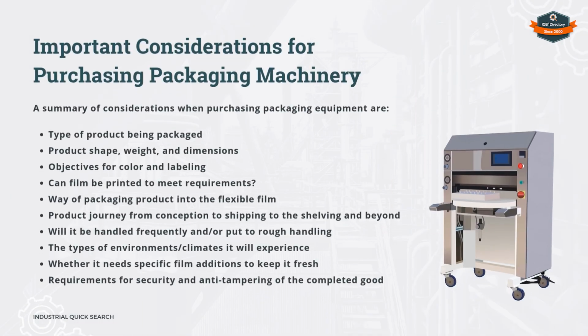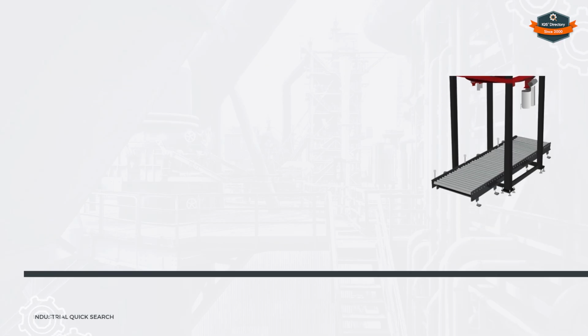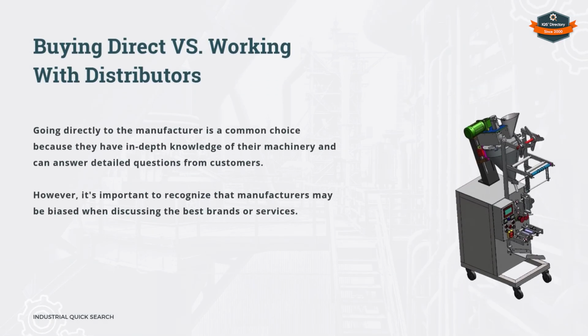Important considerations for purchasing packaging machinery. A summary of considerations when purchasing packaging equipment are. These considerations can be further elaborated and discussed as follows. Buying direct versus working with distributors.